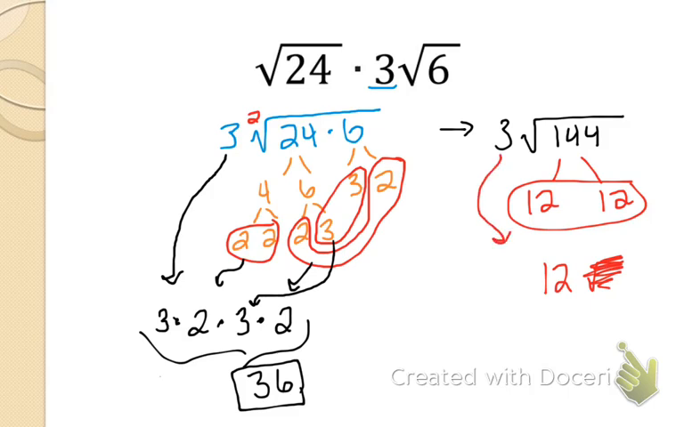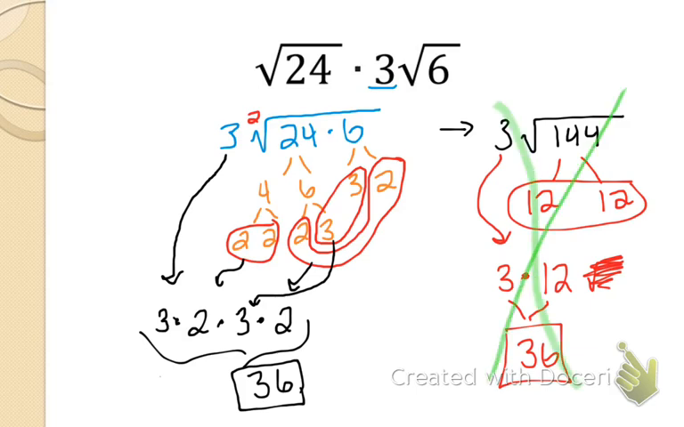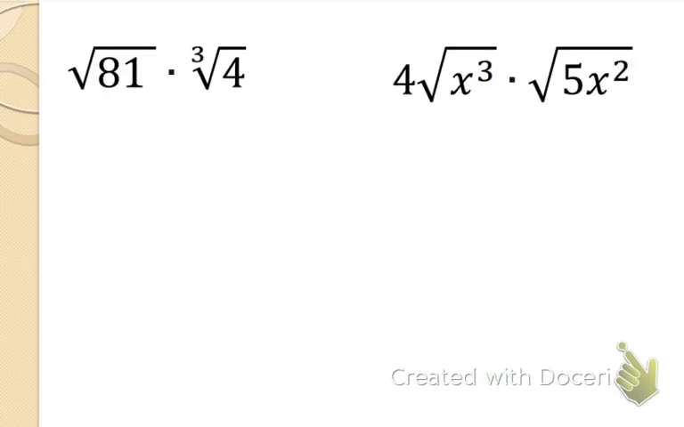But don't forget that we had a 3 to begin with, so if we multiply those two, we still would have gotten an answer of 36. But of course, we don't always remember our perfect squares, so this may not always work for us. This, however, does. Let's try another one.